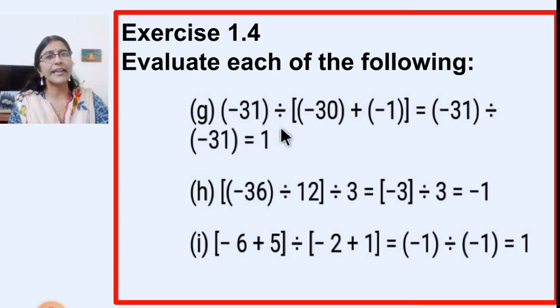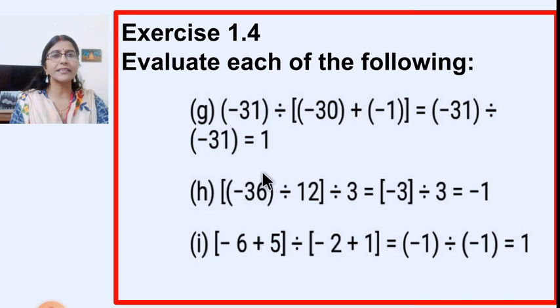Minus 31 divided by (minus 30 plus minus 1). So we have to evaluate, means we have to solve it. First, always we have to do the working of the bracket. This one we will write as it is, minus 31 divided by, now these two are negative and in between is plus, that means we have to add these two numbers. When we add, 30 plus 1 is 31 and both are negative, so negative sign. So minus 31 divided by minus 31 is 1.